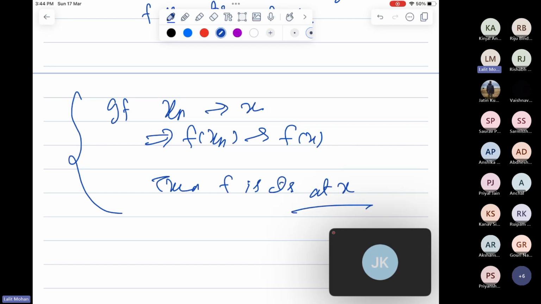Can anyone else tell me? Someone knows this result or not? Saurabh, did you see this result?